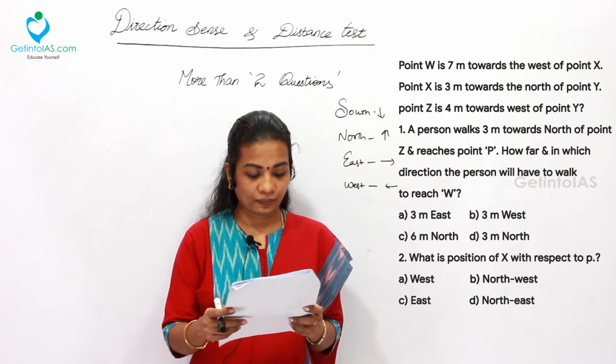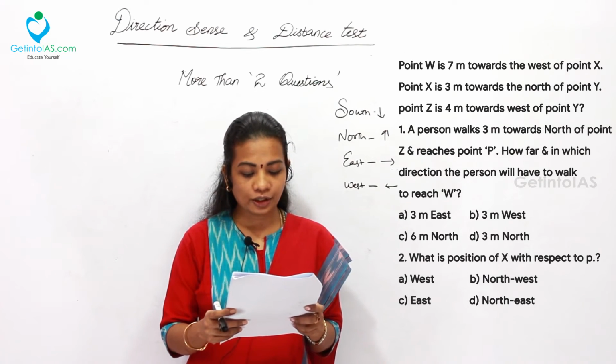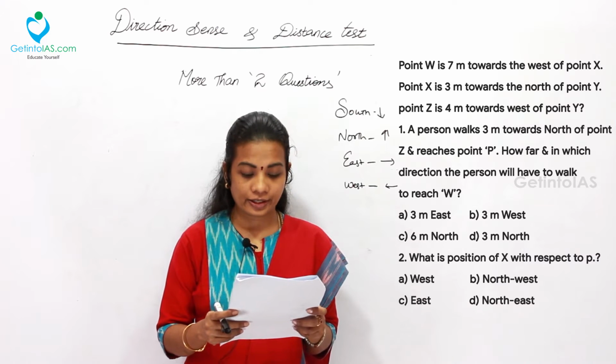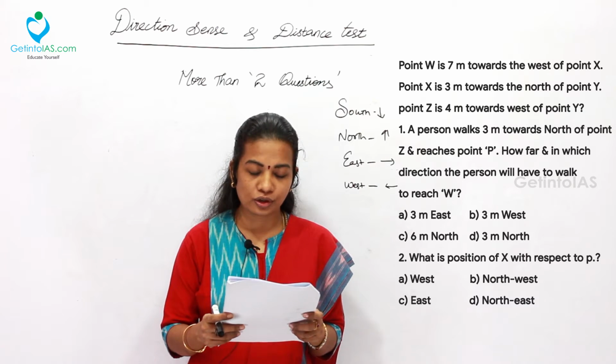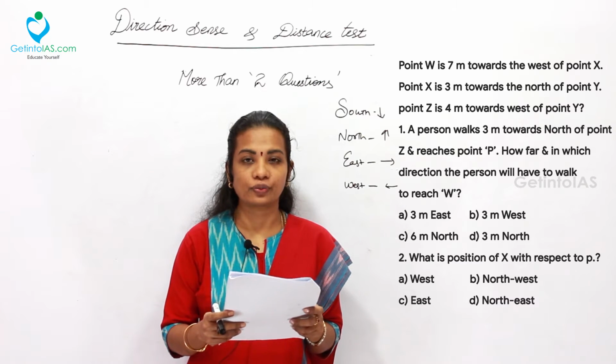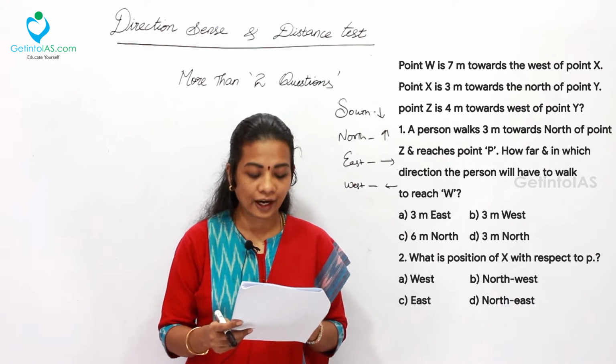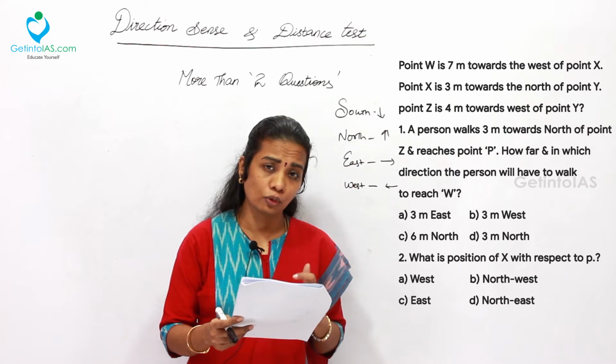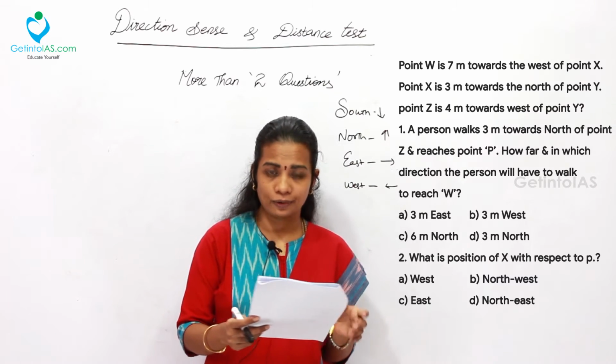The next question. Point W is 7 meter towards the west of point X. Point X is 3 meter towards the north of point Y. Point Z is 4 meter towards the west of point Y. First, let's mark the diagram for this. Then we can move to the next subsequent questions.